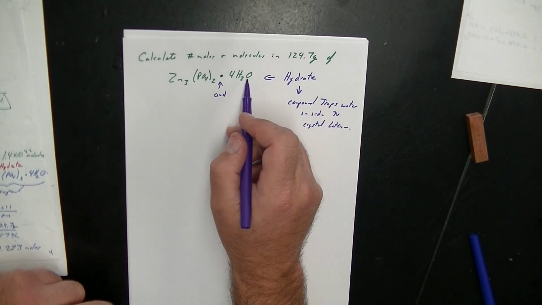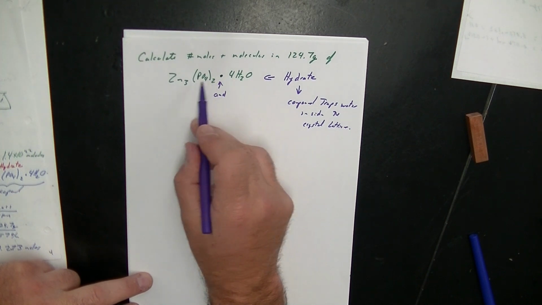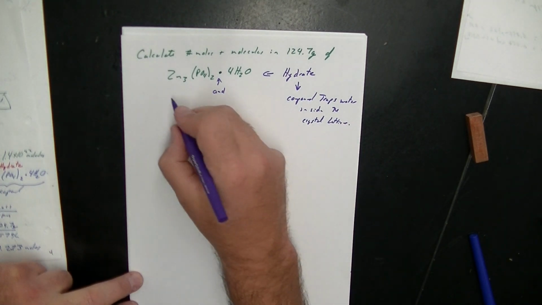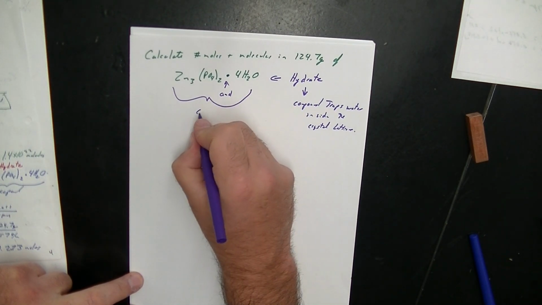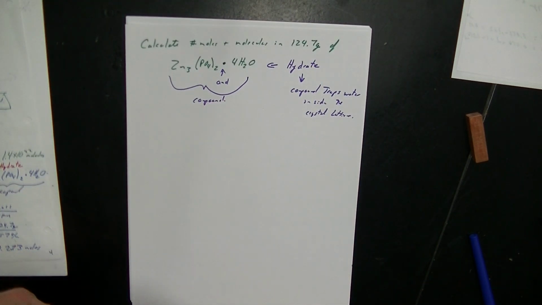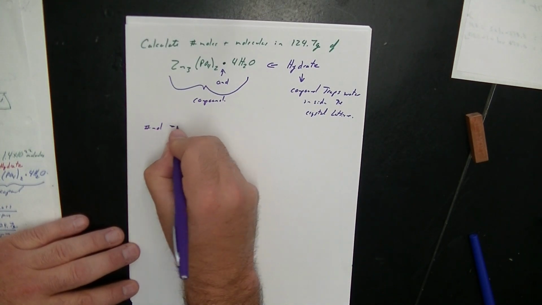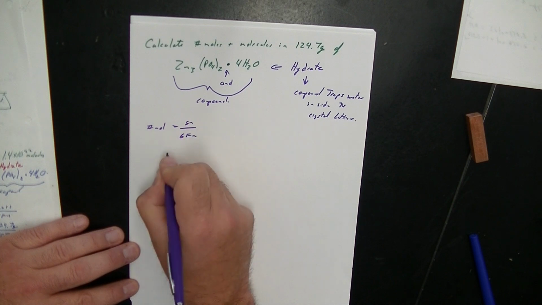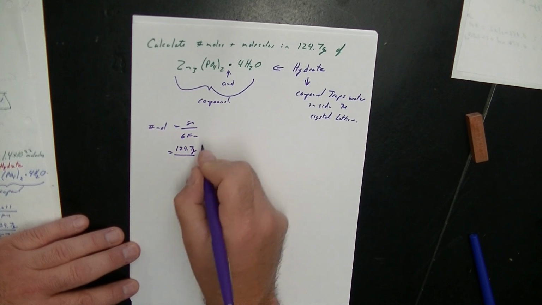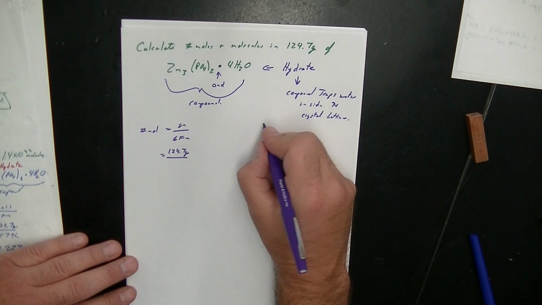So now, we want to calculate the number of moles of this and the number of molecules, right? Remember, this whole thing is the compound. Well, we're going to need number of moles equals given mass over gram formula mass. We know our given mass is 124.7 grams. We need our GFM of this, and this is going to be hard. It's not hard, but it's time consuming.